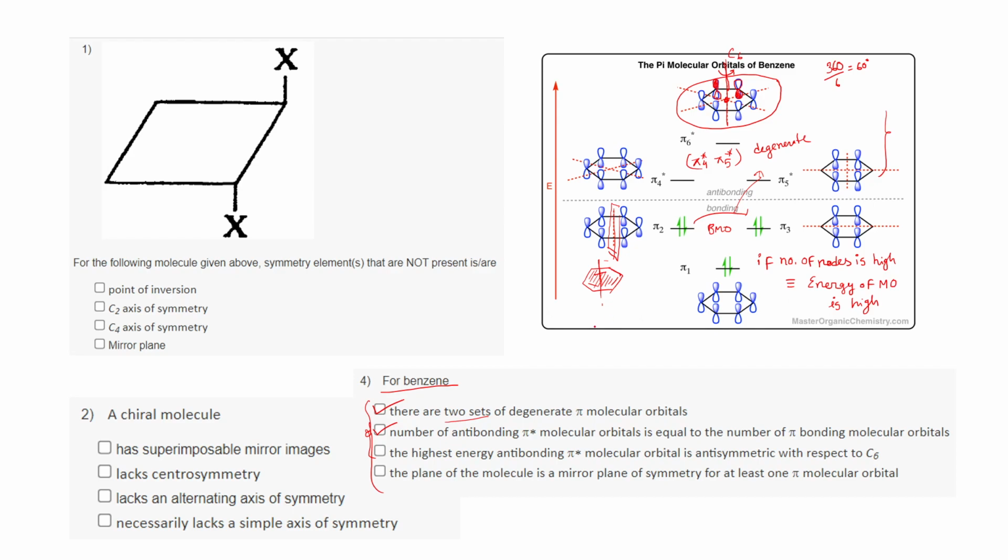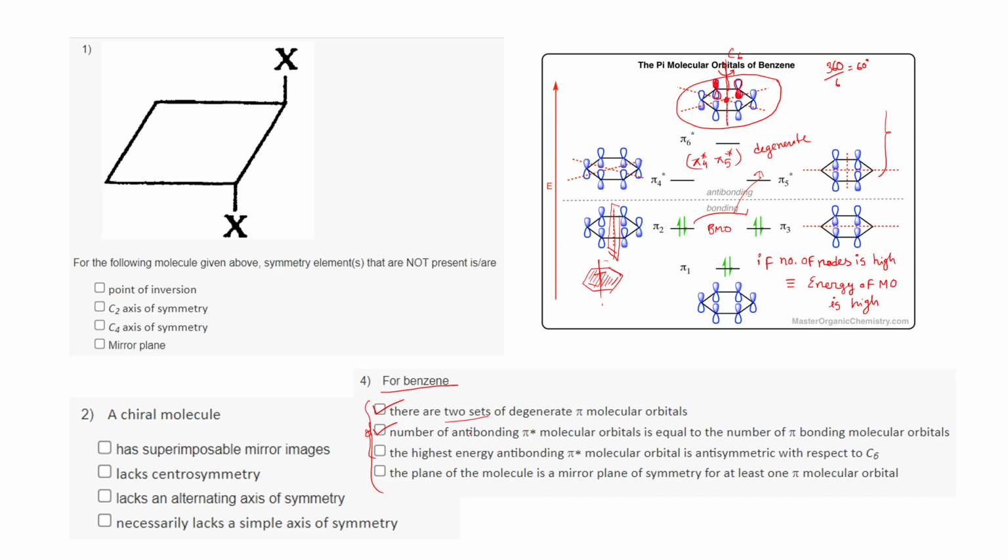And the second one is that the number of antibonding pi star molecular orbitals is equal to the number of pi bonding molecular orbitals. If you can see, there are 3 bonding molecular orbitals and 3 antibonding pi molecular orbitals. So actually that is also correct.